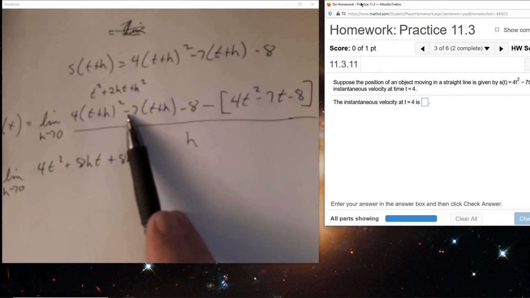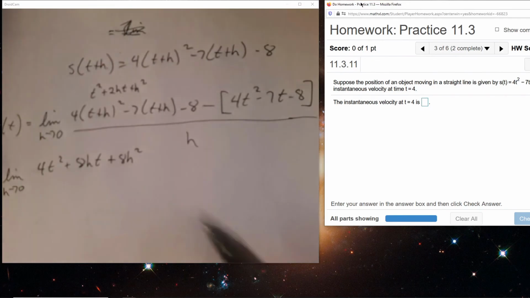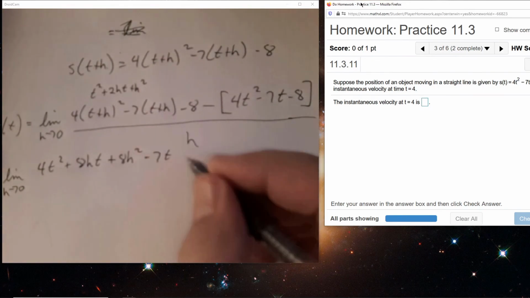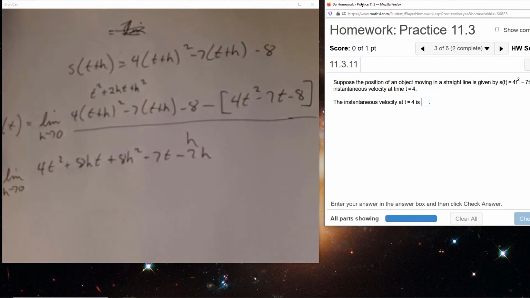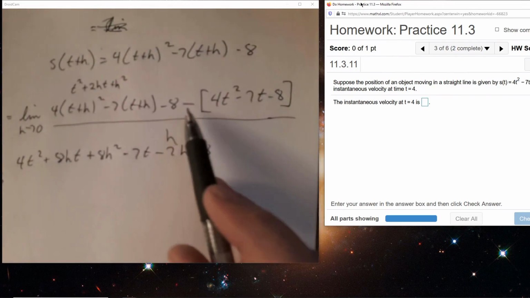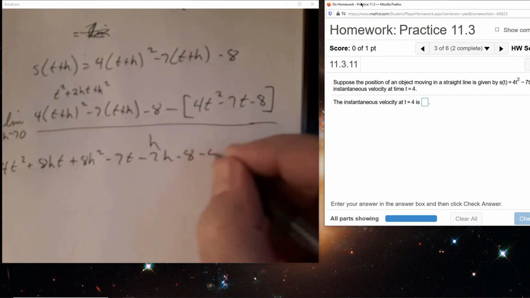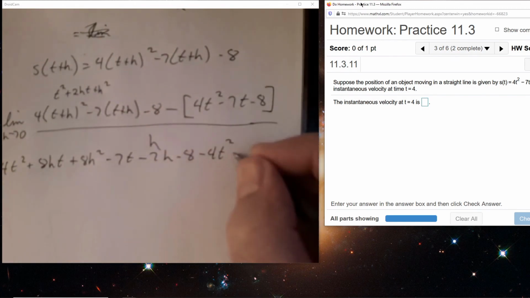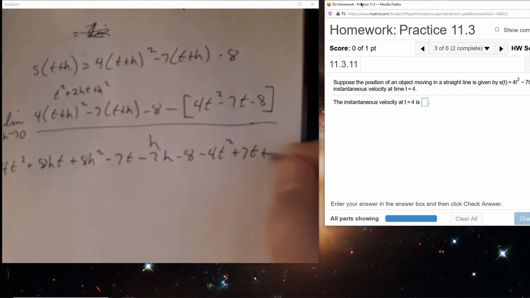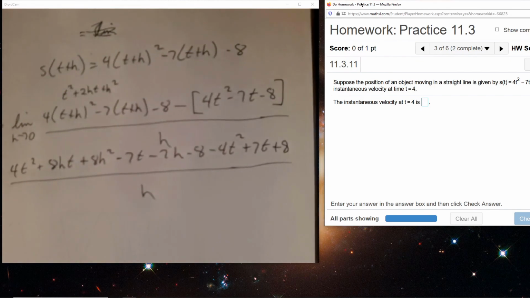Moving on to the next, minus 7, we're going to distribute to t plus h. And then we just have our minus 8. And then we're going to distribute the minus sign to everything in the parentheses here. And this is all divided by h.